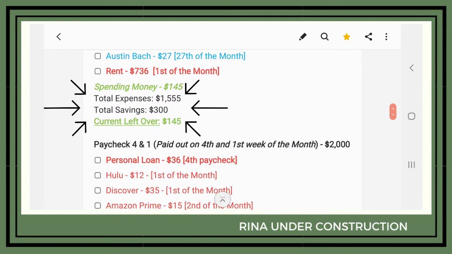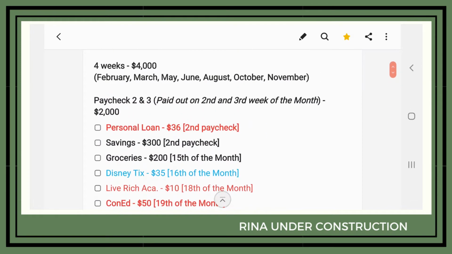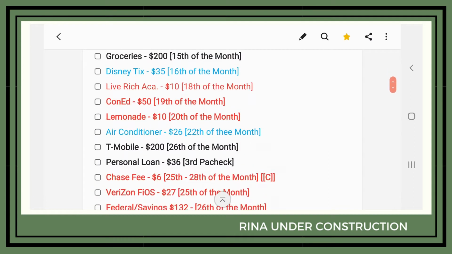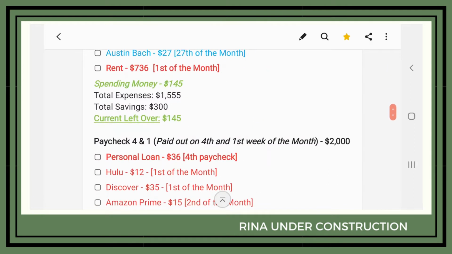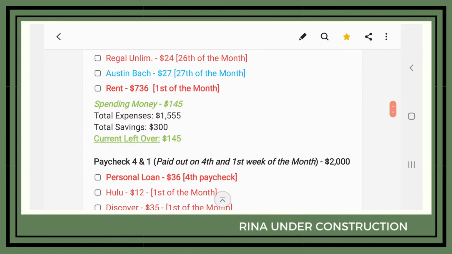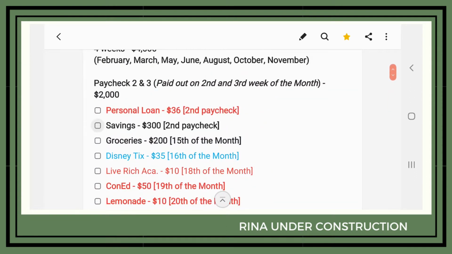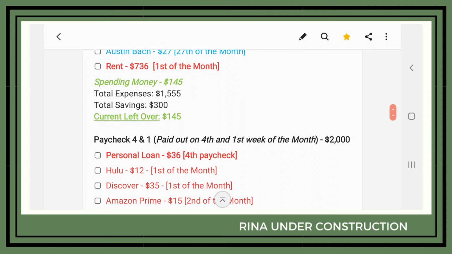At the bottom of the section, you can see spending money. So that means that this is how much I'm allocating for these 2 paychecks, that I'm only allowed to spend $145. And I got this by subtracting the paycheck minus all my expenses, including my savings. And then I get that number. So all my total expenses for my 2nd and 3rd paycheck add up to $1,555. My total savings is $300, which was noted before. $300 right here. And then current leftover.